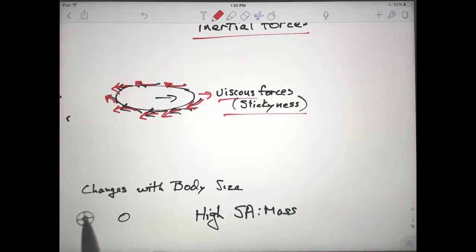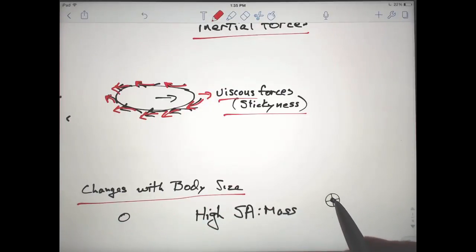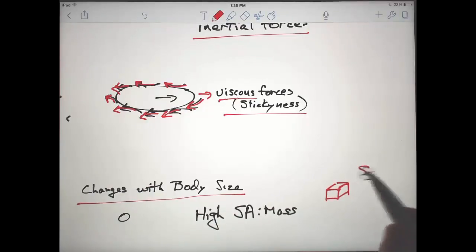Now that changes with body size. Small animals have a high surface area to mass. You can calculate this or think through this for yourself if you think about a unit cube, one on a side, which has a surface area of 6 and a mass of 1 times 1 times 1 of 1.